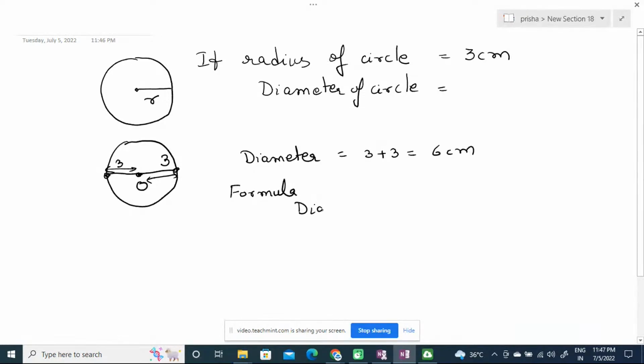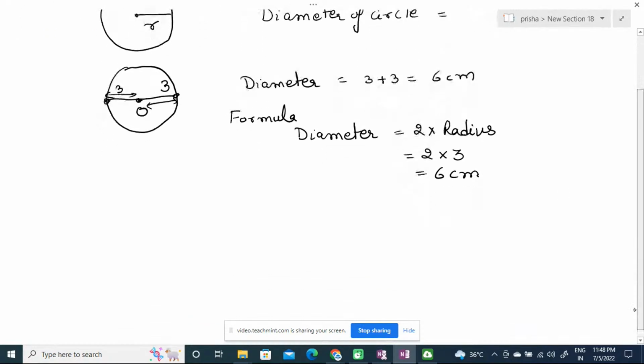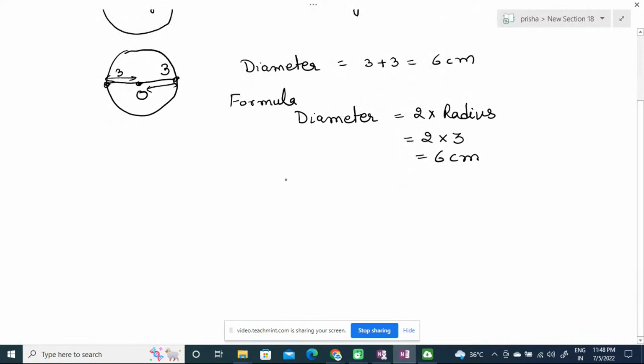Now we can derive a formula, that is diameter is equal to 2 times radius. Okay? Now 2 into 3, that is again we get 6 centimeter. Clear? That means our formula becomes this: diameter is equal to 2 into radius.